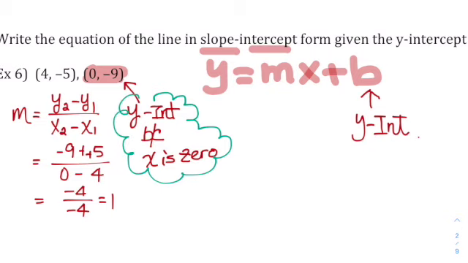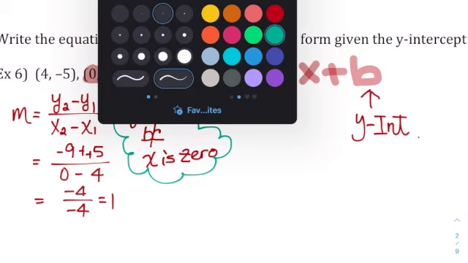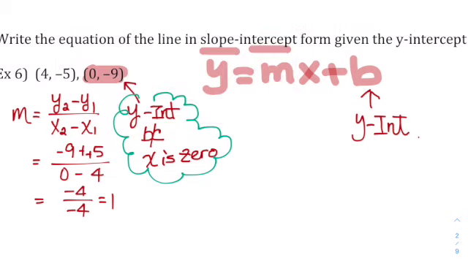That is very important, and you should understand that all the time. Okay? So in this case, when you write your equation, you really don't need to work out anything more, because you have slope and you have a y-intercept. So your equation is going to be y equals m, m is 1, x. What's my b? My b is negative 9, because x is 0.